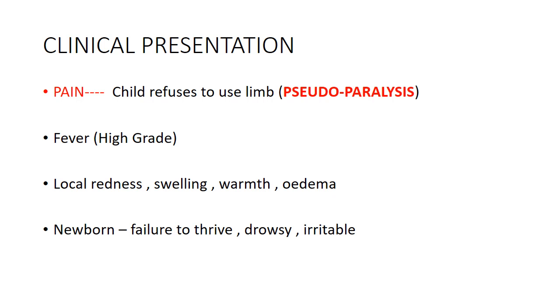Whenever a child presents to you with pain and high grade fever in any limb, and refusal to use that limb, your first differential diagnosis should be acute osteomyelitis or acute septic arthritis, and that patient must be admitted to hospital, evaluated, and started on IV antibiotics.